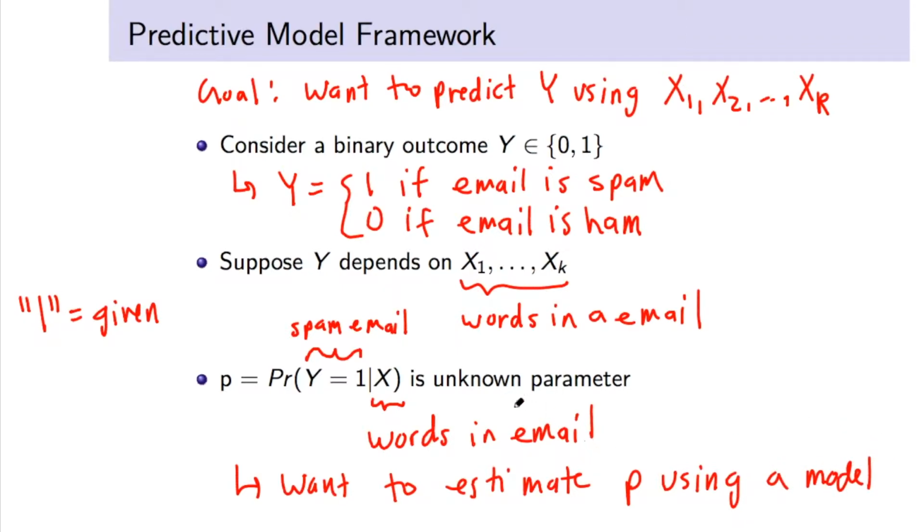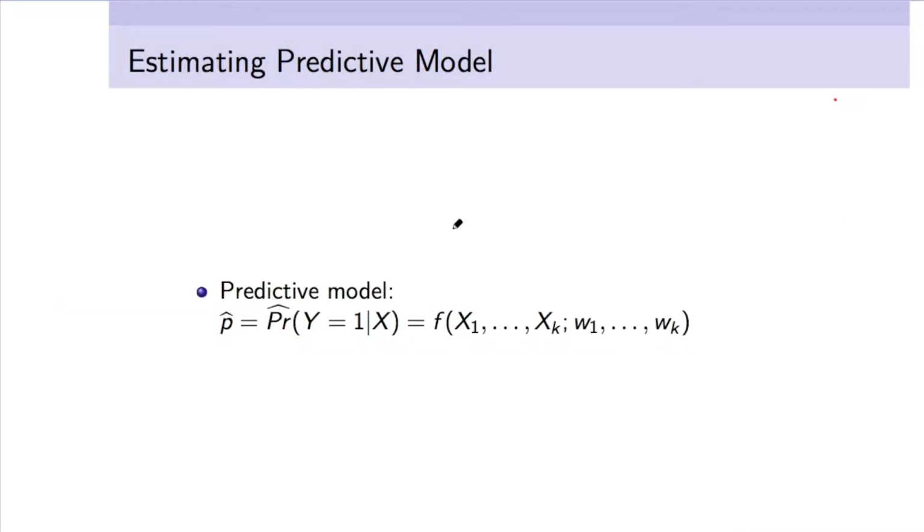That is, we want to find the probability that an email is spam given the contents of the email. So let's see how we can do that. Here I have the general framework of a predictive model. This is our predictive model, and the predictive model is essentially an estimator for the parameter of interest p. So the predictive model p hat is an estimator for our parameter p.